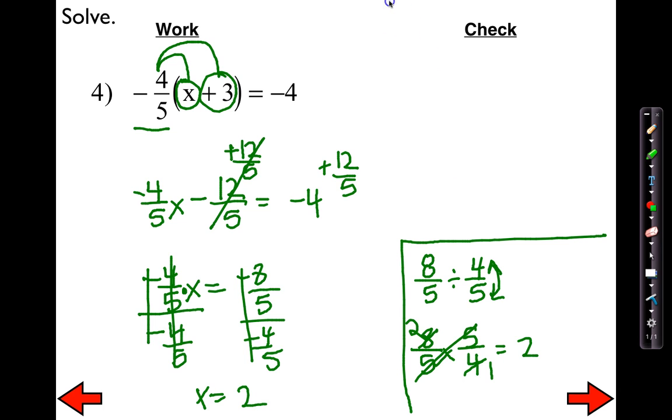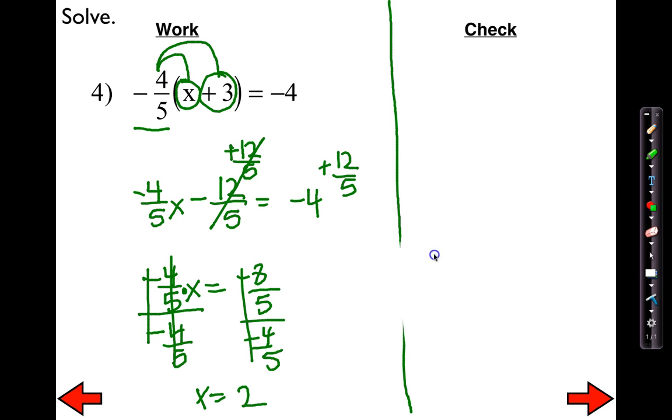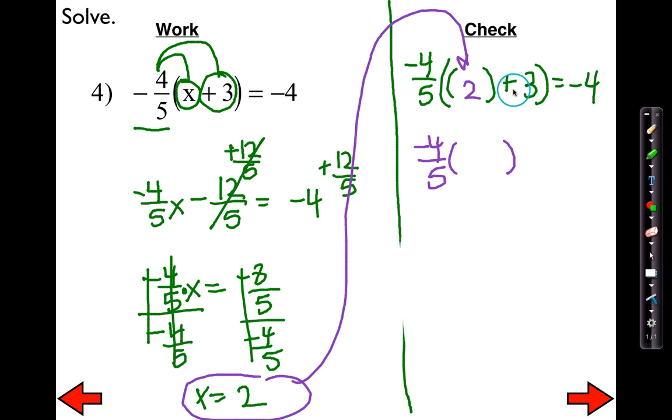Now, before I claim this is my final answer, of course we want to check our work. So let me go ahead and make some more room just in case we need it. We're going to have a -4/5 parentheses. Instead of x, we're going to put an open set of parentheses. Plus 3 equals -4. Now, of course, what goes inside the parentheses? Our answer of 2. So we're going to simplify what's inside the parentheses here. 2 plus 3 is 5.